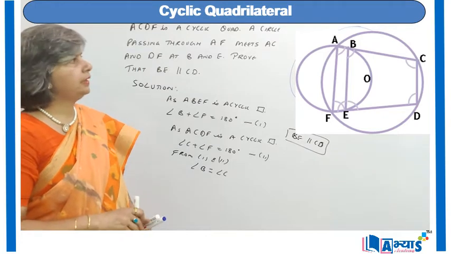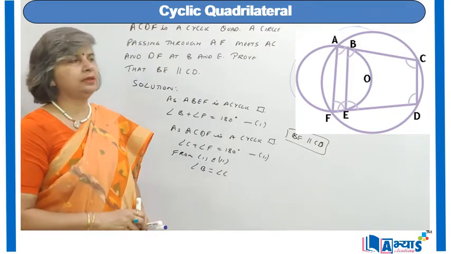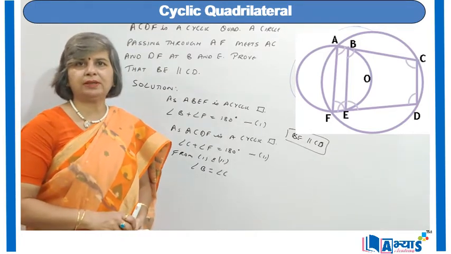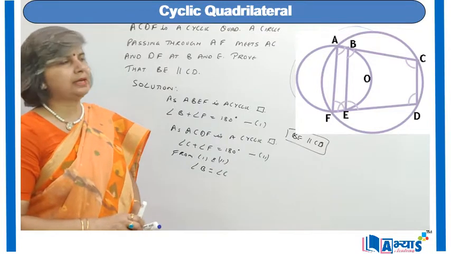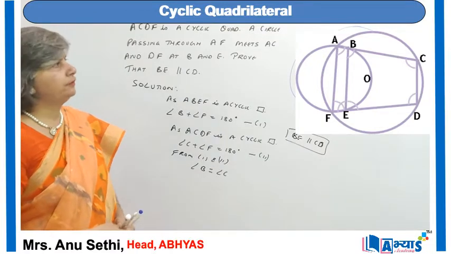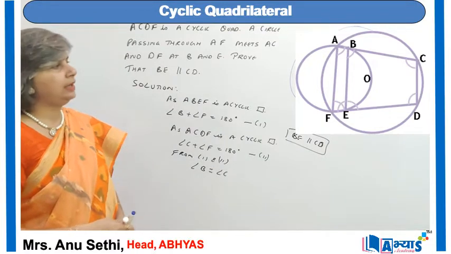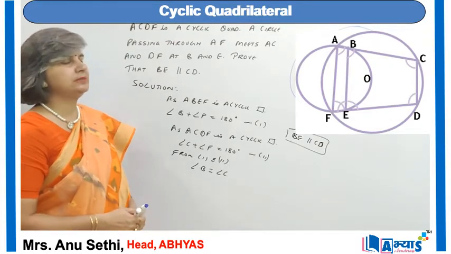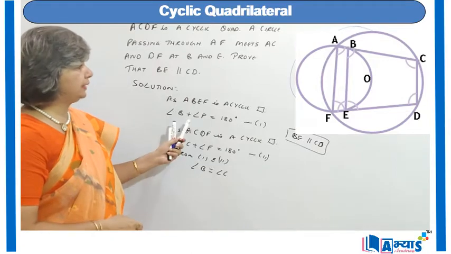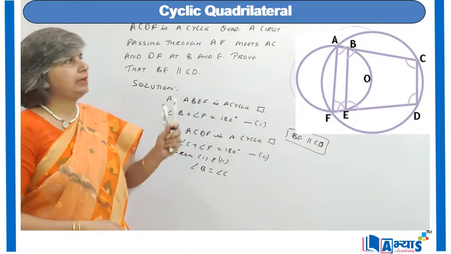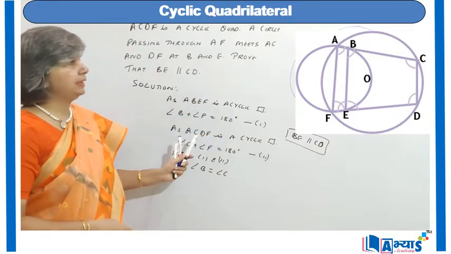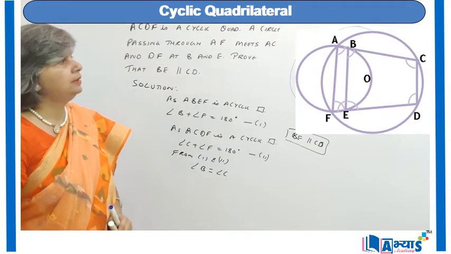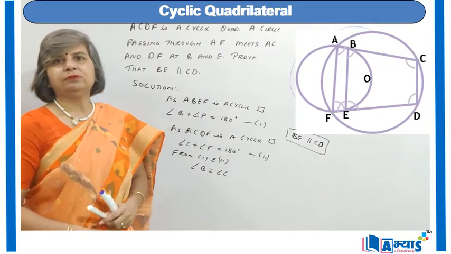So this is how we can apply the concept of cyclic quadrilateral, because in the case of a cyclic quadrilateral the sum of opposite angles is equal to 180 degrees. First I have taken the quadrilateral ABEF because it is a cyclic quadrilateral, so angle B plus angle F will be equal to 180 degrees. Then I have taken the quadrilateral ACDF. In the case of ACDF, angle C plus angle F is equal to 180 degrees.